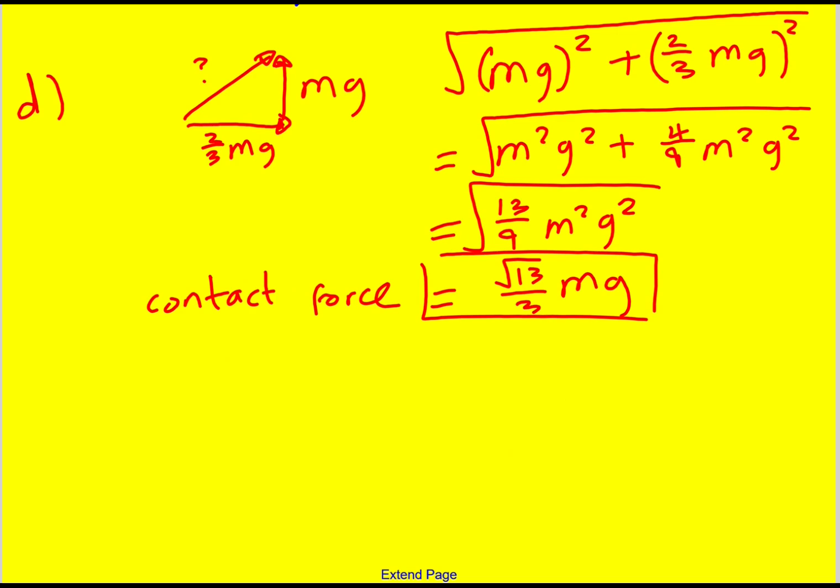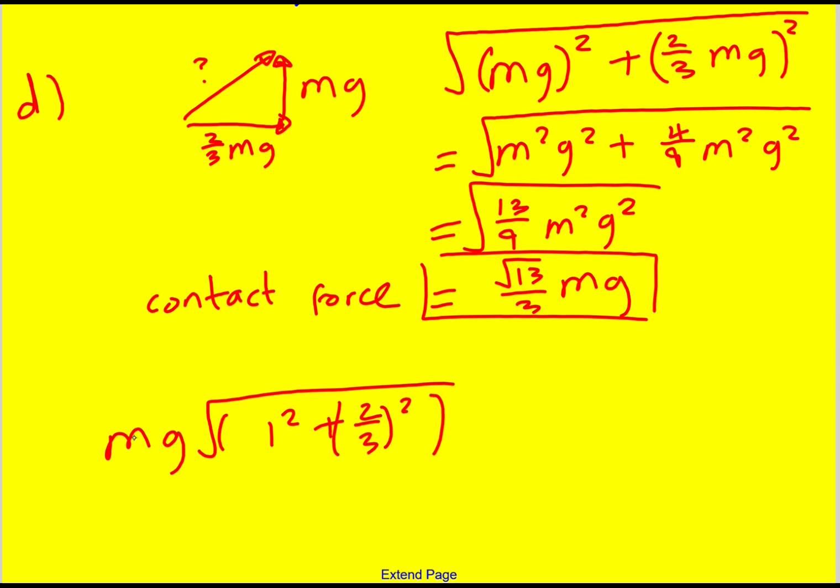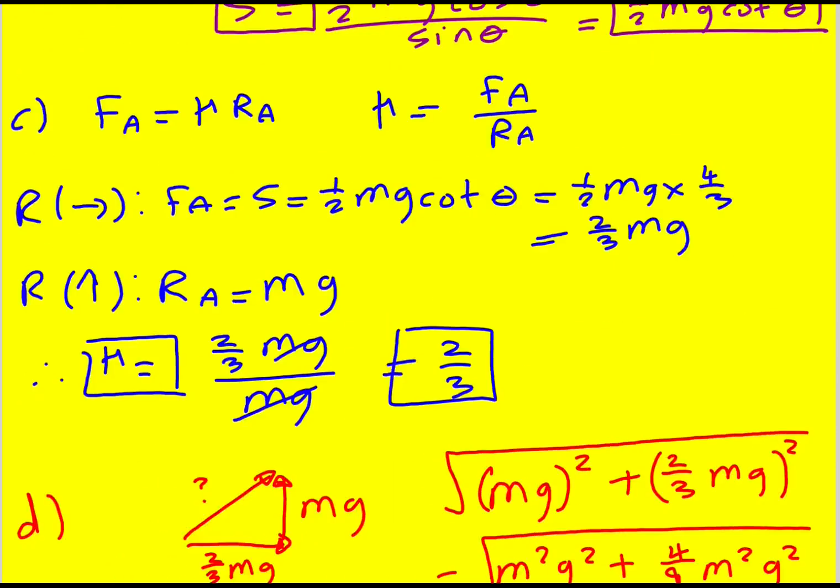There's actually a slightly quicker way we could have done this. Because they're multiples of mg, we could have just taken it out. Imagine that it was just 1 and 2/3. You would just do 1 squared plus 2/3 squared, and then multiply by mg at the end. You don't even need to worry about involving it in the Pythagoras. Alternatively, you could square it and then square root it, but you get back to the original. It is slightly simpler if you realize that, but no worries if not. So that is it, root 13 over 3 mg.